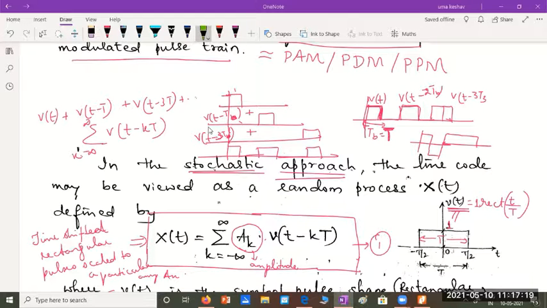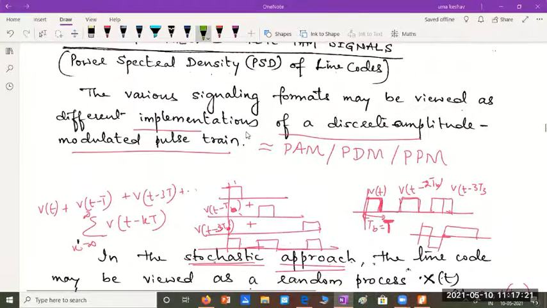So what is the basic theory needed? First thing is, whenever I have to think about line codes to identify or derive their power spectral densities, I'll have to consider the line codes as a train of rectangular pulses.